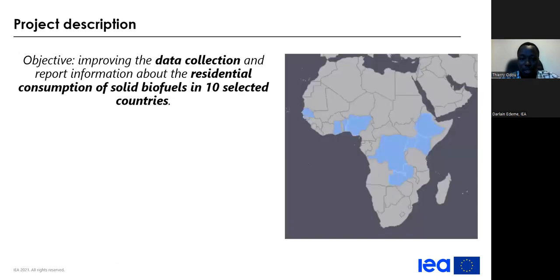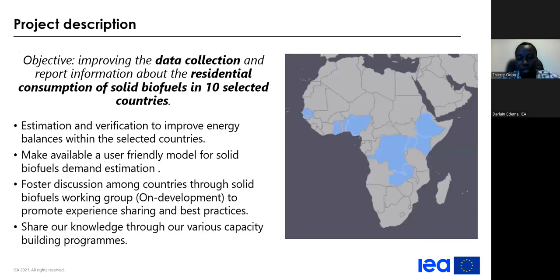So it is in light of this that the IEA, with the European Union, has co-funded this program to improve data collection. They report information about various events such as biofuel in 10 certain countries, including Kenya. One of the activities is to provide estimation and verification to improve the energy balance within the selected countries, and also to make available a user-friendly model that we will be presenting today that can help with solid biofuel estimation for the different fuel types, such as charcoal, firewood, and agricultural residues.